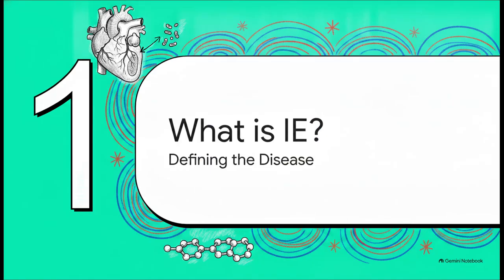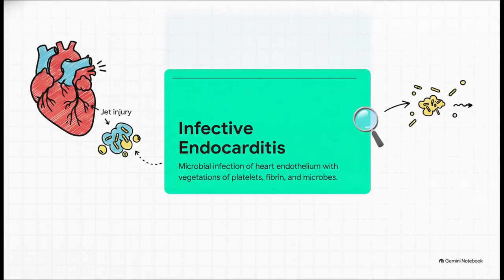All right, part one, what actually is infective endocarditis? Let's lay down our foundational concept before we even think about diagnosing or treating it. So at its core, infective endocarditis is a microbial infection of the endothelium of the heart. And most commonly, this happens right at a site where the endocardium is already damaged. Now, the absolute mega keyword for your exams here is vegetation.